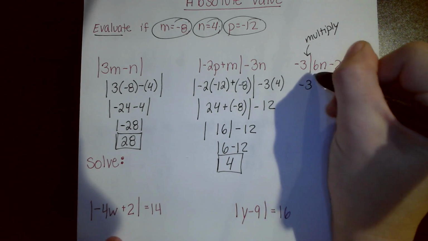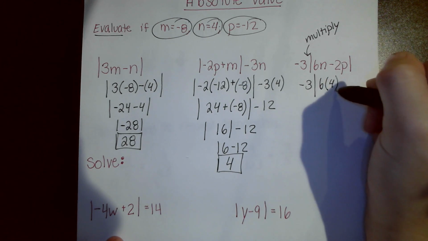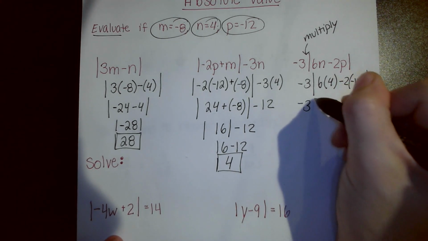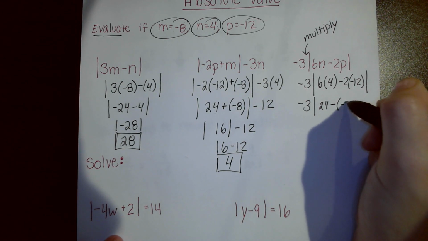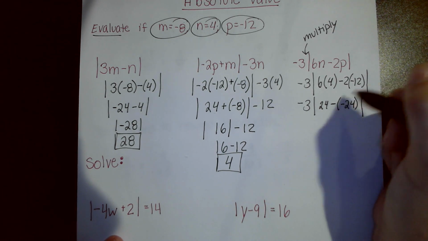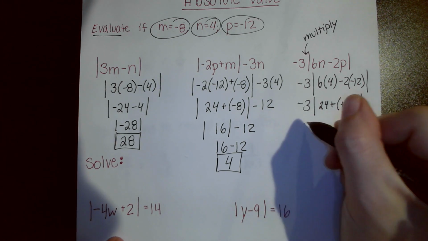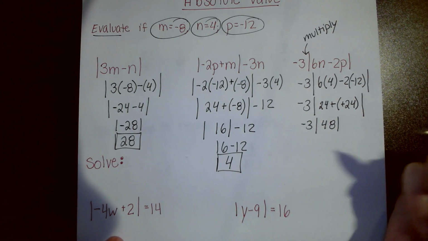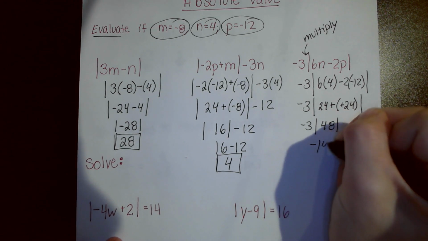So this will be -3 times 6 times n was 4 minus 2 times -12. So that's -3 times 6 times 4 is 24 minus -24. All right, 2 times -12. So that cancels out and becomes positive. -3 times 48. 48 times 3 is -144.